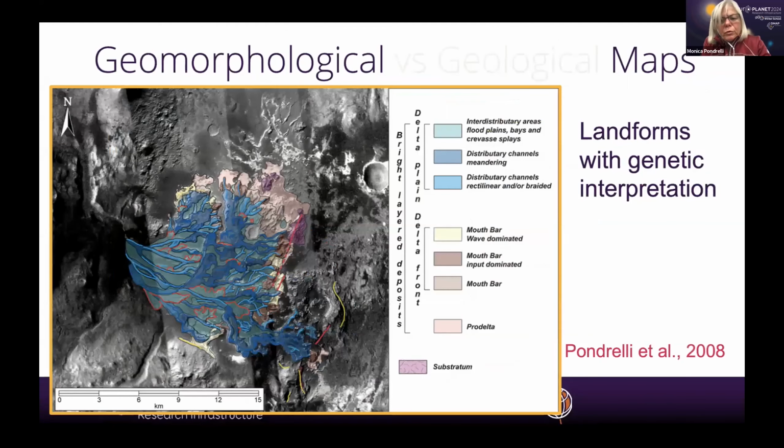Example, this is a geomorphological map. Again, the Eberswalde crater that you saw already. Here we distinguish between the delta, the distributary channels, interdistributary areas. This is the delta plane in shades of blue, delta front, prodelta. This is an interpretative map because we map these units according to what we think is there. We thought it was the genetic origin within a delta.